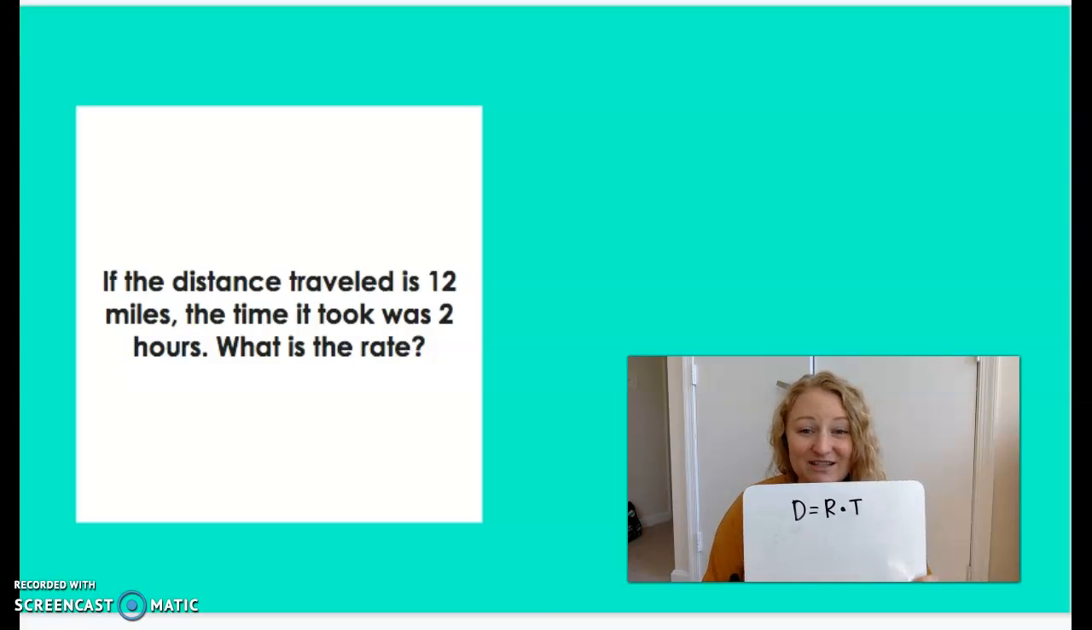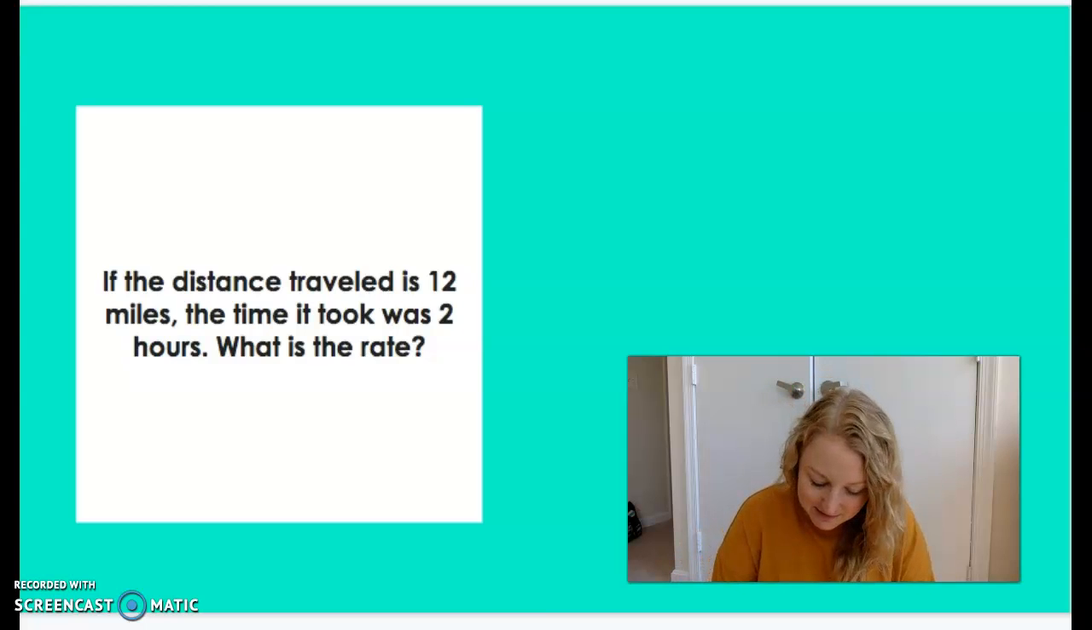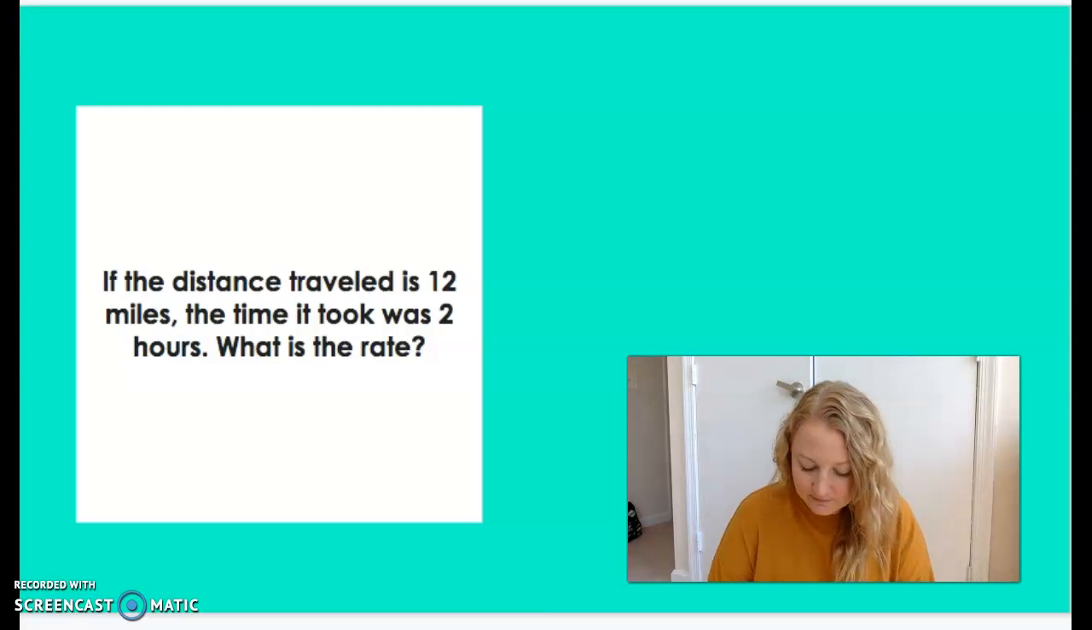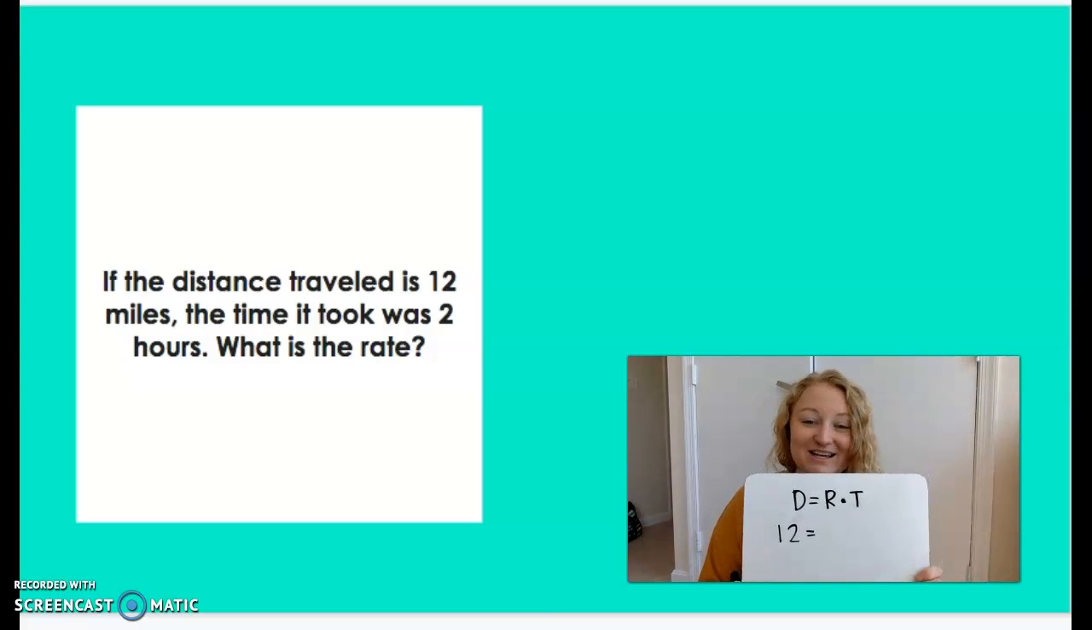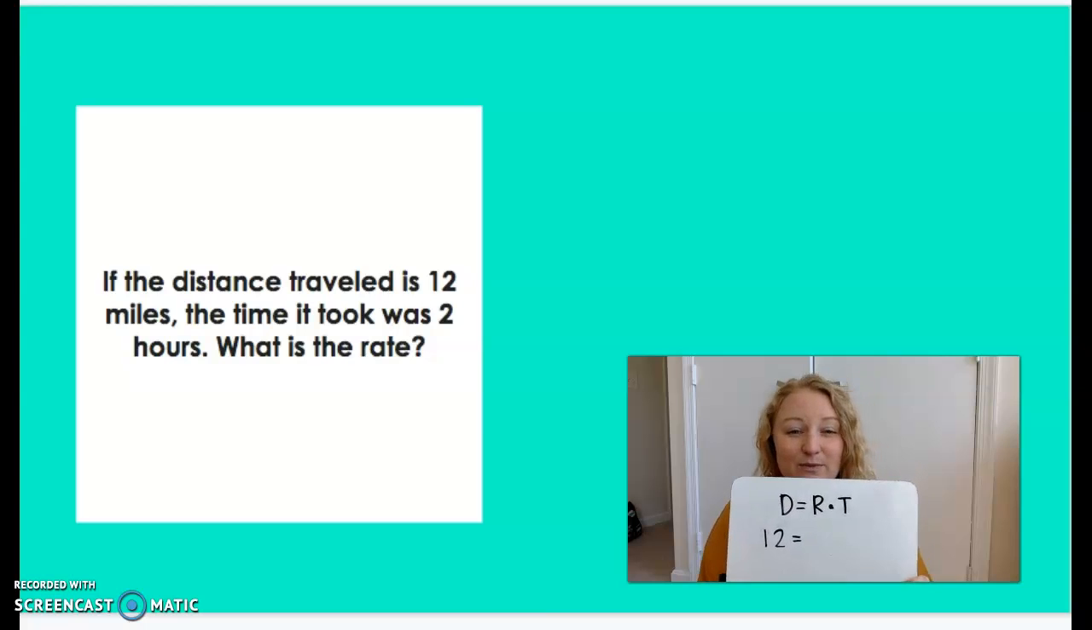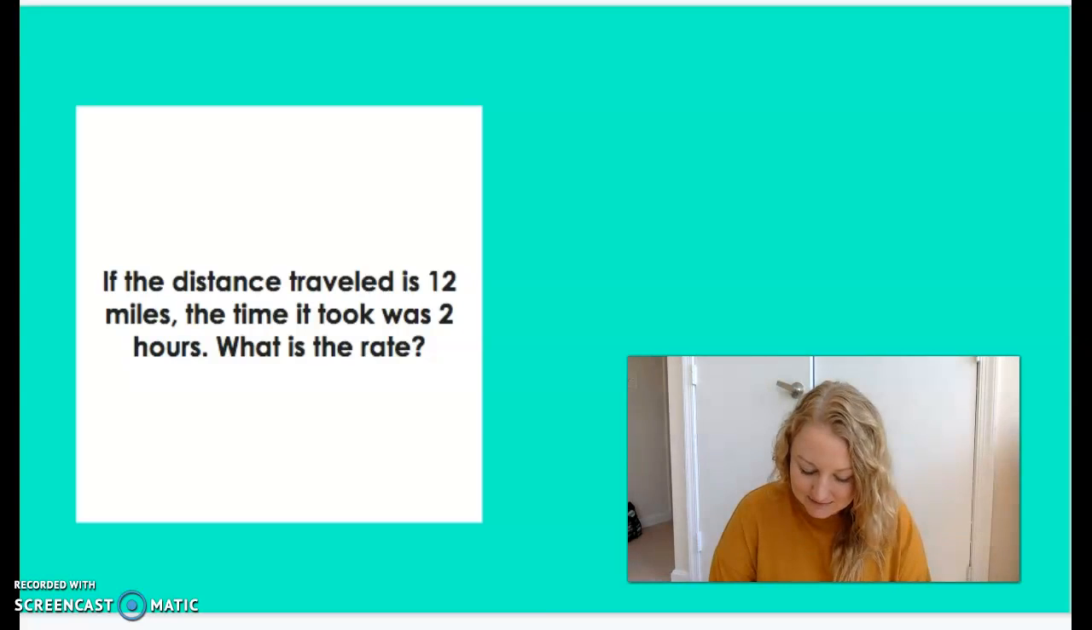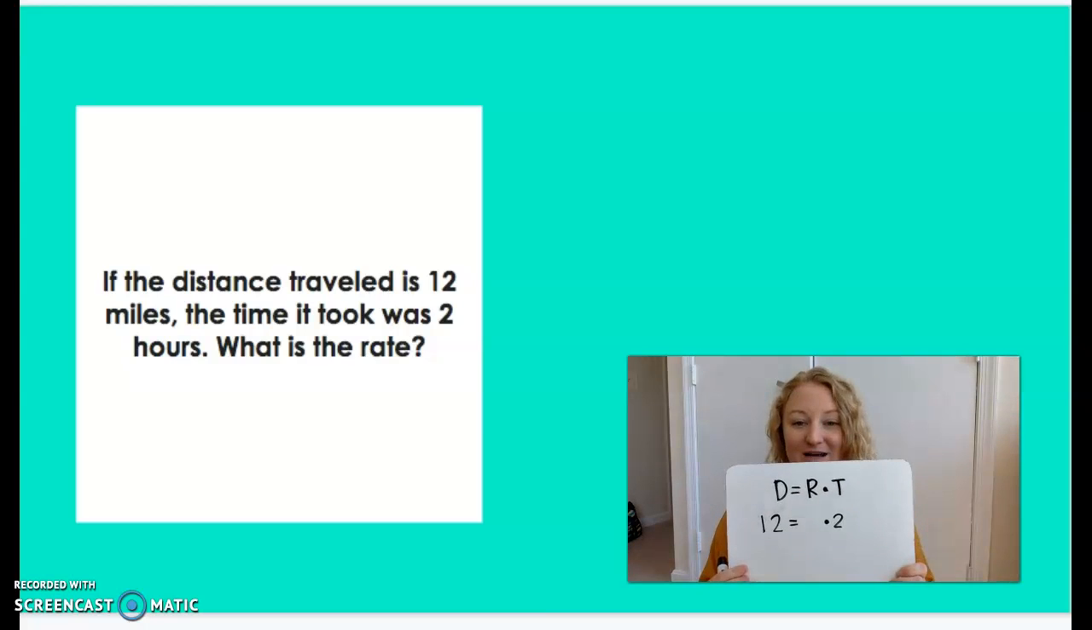So do we know the distance? Do we know what the variable D is equal to? Yes, it says if the distance traveled is 12 miles. So I know the distance D is 12. So underneath D, I'm going to put 12 because 12 is what I know. Let's see what else we know. The time it took was 2 hours. What is the rate? So I know time, T, is 2 hours. So I put my times 2.